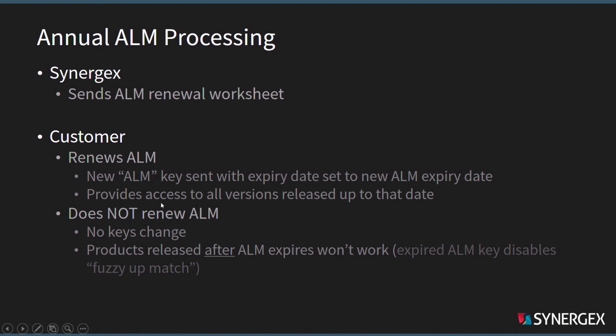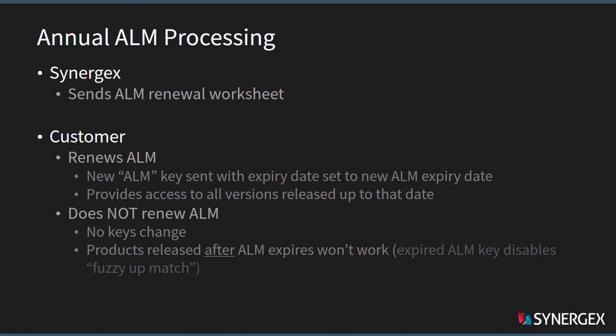And again, as I said earlier, the only thing that's used for is it's not going to terminate any products that you currently have access to. If your ALM expires, you still get to keep running the products you've always had. All it is, we can now enforce the fact that you can't run the next version. That's the only new thing.